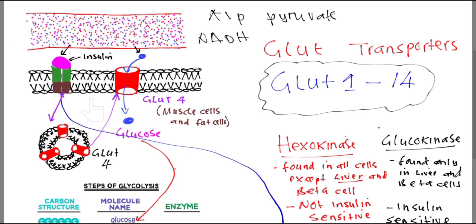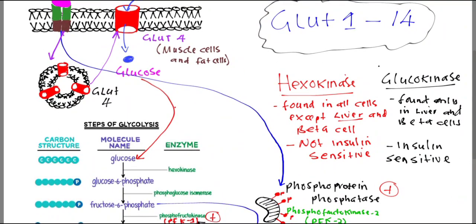Okay, so we have seen the role of insulin. Insulin is produced during the well-fed state, or when there's a high level of glucose in the blood, and then it stimulates the uptake of glucose into the cells, especially the muscle cells and the fat cells, because we know that these are the ones that have got GLUT4 transporters, which are insulin sensitive.